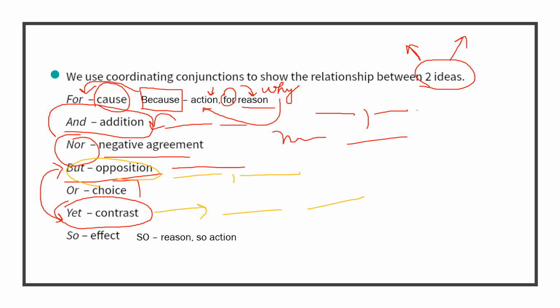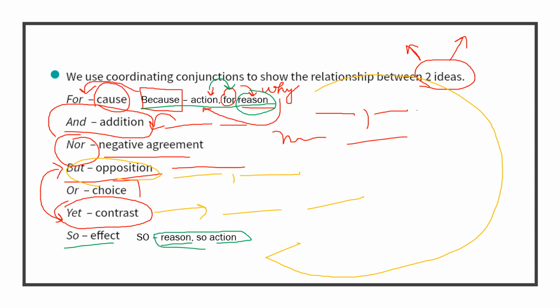Here is a cheat code for so and for. In for, we talk about the action, then there is a conjunction, and then we tell the reason. Whereas in so, we tell the reason first, then we tell the action. So remember this rule. With these two rules, you can remember where to use so and where to use for.